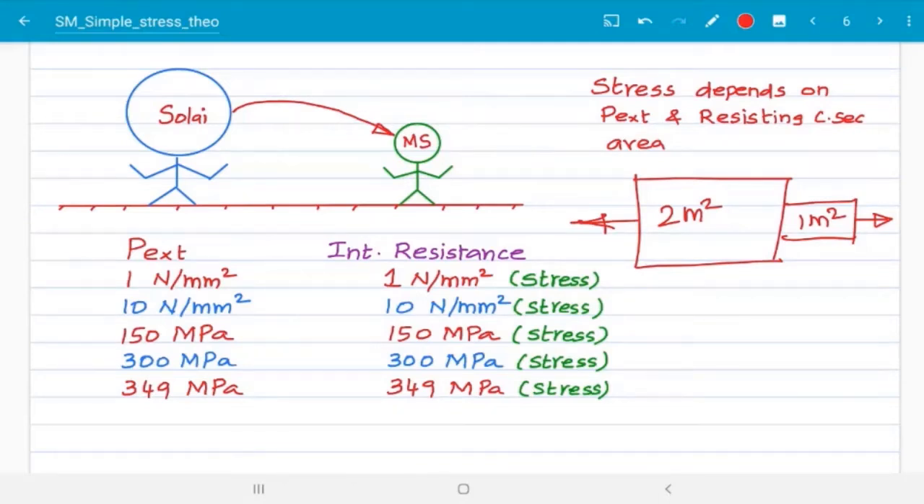Which area will suffer a lot? 1 meter square or 2 meter square? Load is common for both. 1 meter square. The 1 meter square area will suffer a lot. Okay, that is the critical area, the actual resisting cross section area.